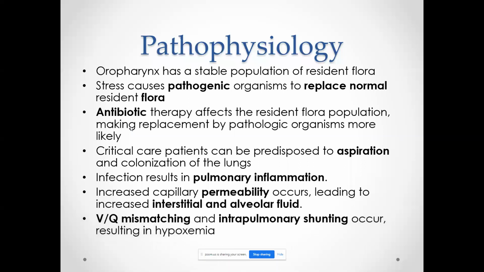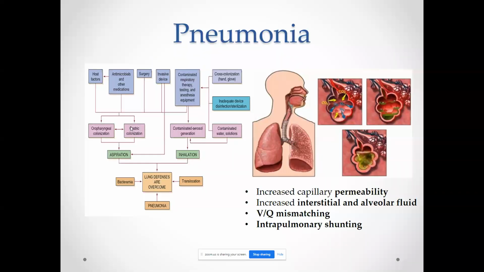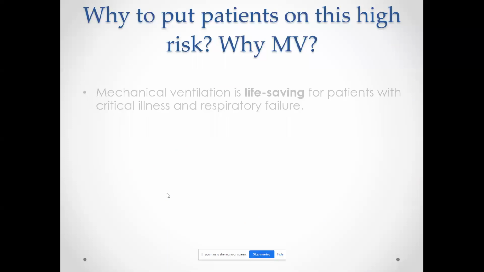Here, what will happen is that the oropharynx has a stable population of bacteria. Let me go through the details of how we get pneumonia. It might be through bacteria or virus or whatever, through aspiration or inhalation. This is how we will end up with pneumonia.